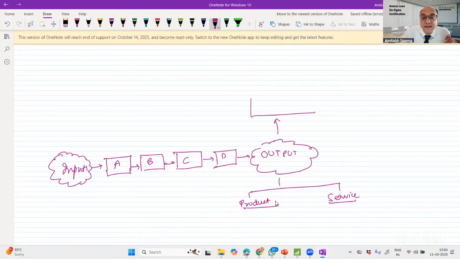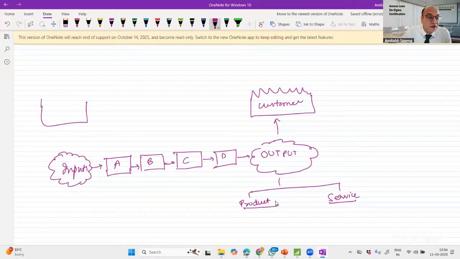In either case, the output is received by the customer. And obviously, you must have guessed, suppliers provide the inputs. Now, I'm starting from ground zero, assuming that you don't know anything.